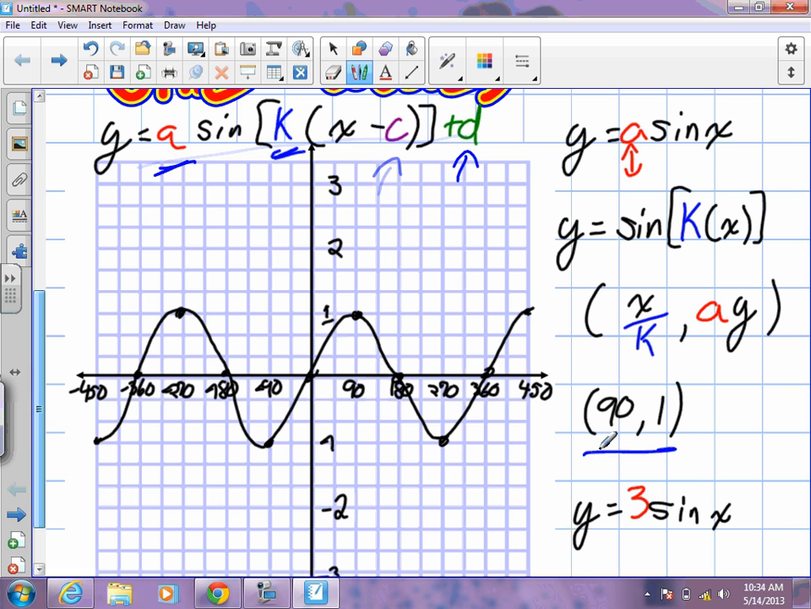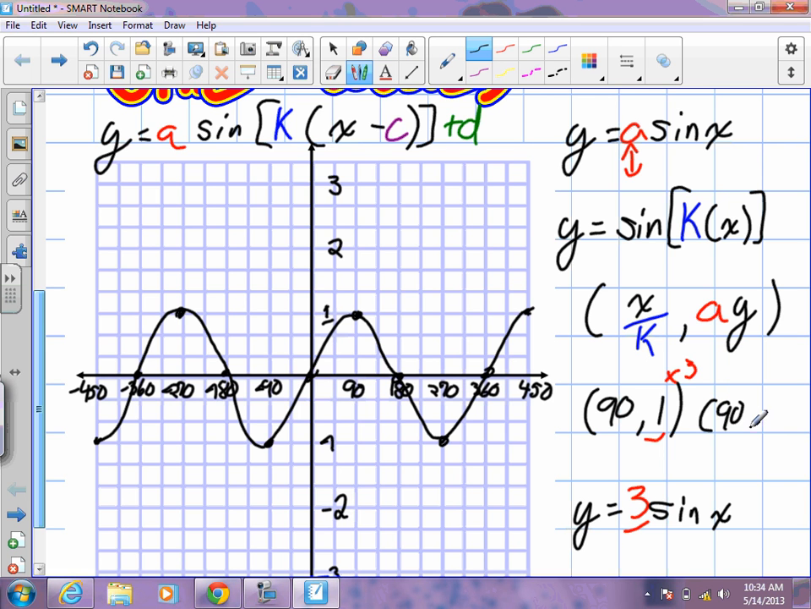So for instance, one of the coordinates is 90 and 1. Well, what's the y value here? 1. So we're going to multiply it by what? By 3, because that's the a value. So what's our new coordinate going to be? 90 and 3. That's right. That's a simple one. I didn't want to do the origin yet. Now we're going to do the origin, 0 and 0. I multiply 0 times 3. What do we get? 0. So the coordinate is still 0 and 0.